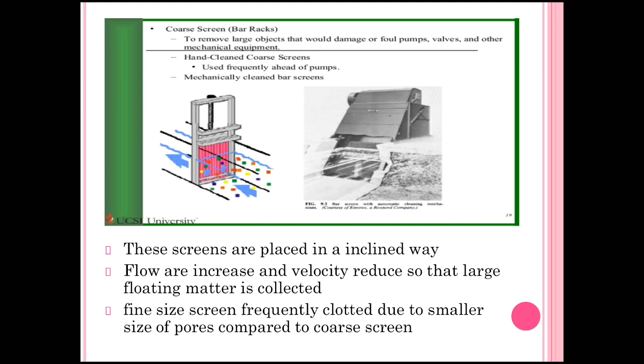Flow is increased and velocity reduced for the large floating matter. Fine screens are frequently clogged due to the small size of their pores compared to the coarse screen. We know that if a large number of coagulants and suspended particles are present in wastewater, they clog the pores of the screen, so the coarse screen is more suitable to remove suspended particles as compared to the fine screen.